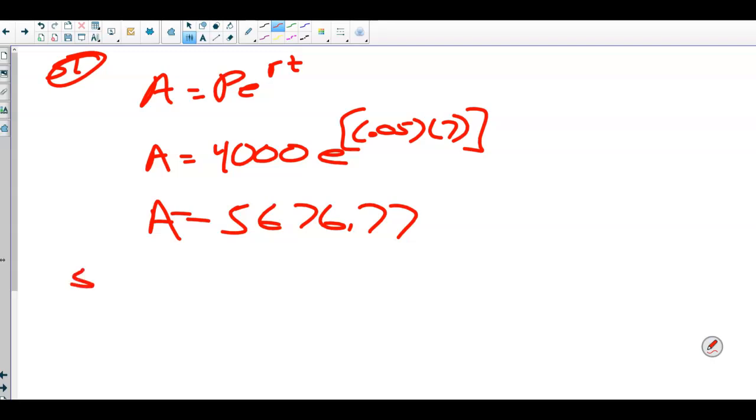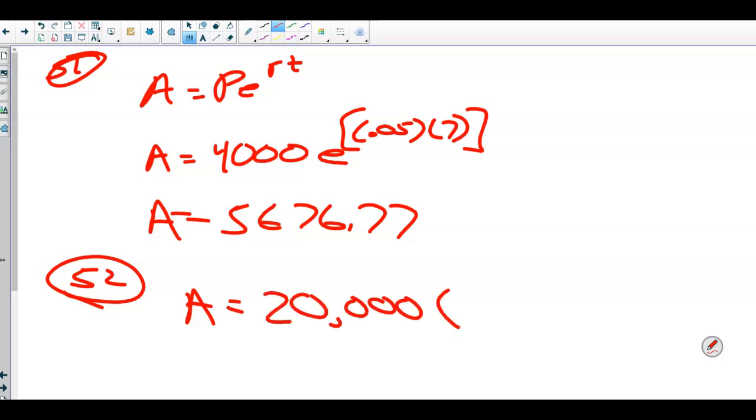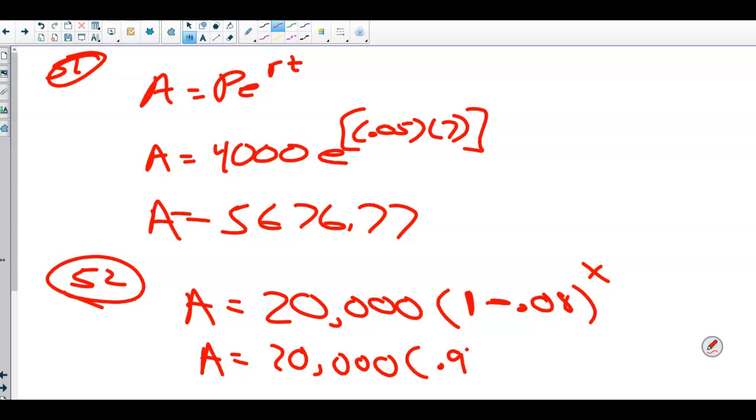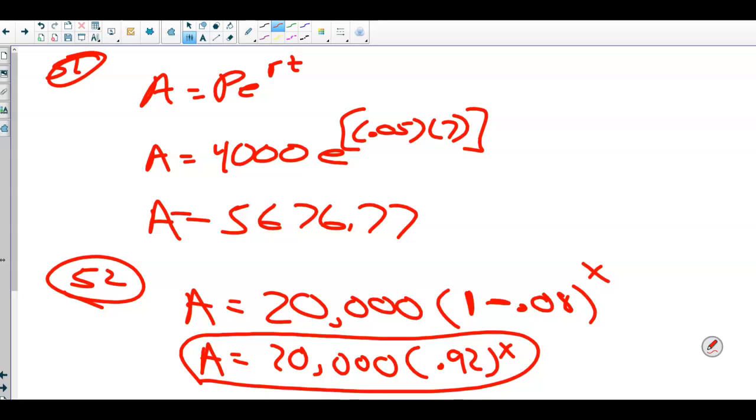Now 52, they just want the equation. The rate is decreasing by 8%. So the amount is going to equal the principal, or the initial amount. The initial amount is 20,000. When we're decreasing, it's 1 minus the percentage as a decimal, raised to an exponent. So if South Brunswick population decreases 8% every year, it's 20,000 people, 0.92 to the x power. And there's your answer.